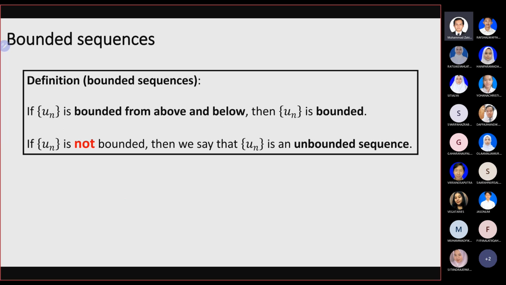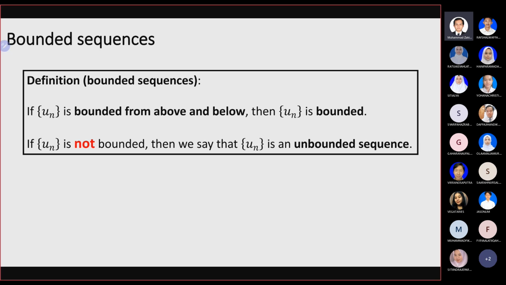So basically, what is a bounded sequence? A sequence is called bounded if it is bounded from above and below. Jadi barisan itu dikatakan berbatas kalau dia dibatasi dari bawah dan dari atas. If the sequence is not bounded, then we say that un is unbounded.